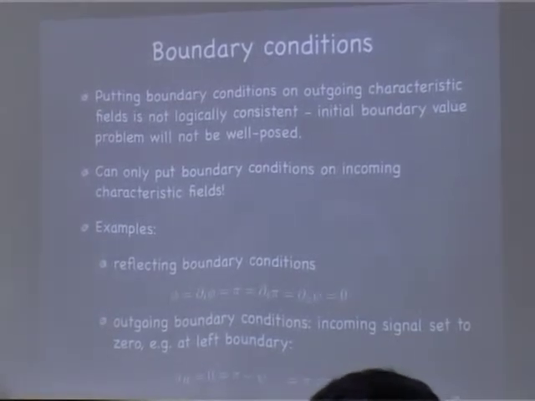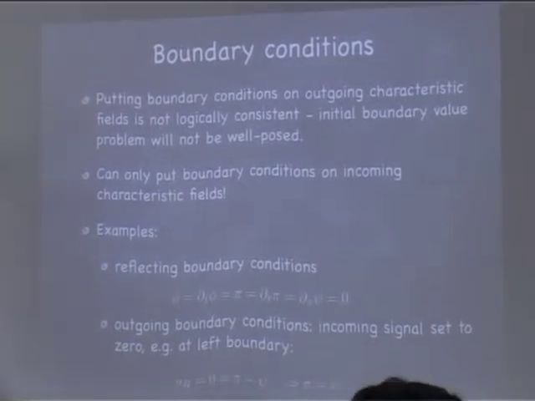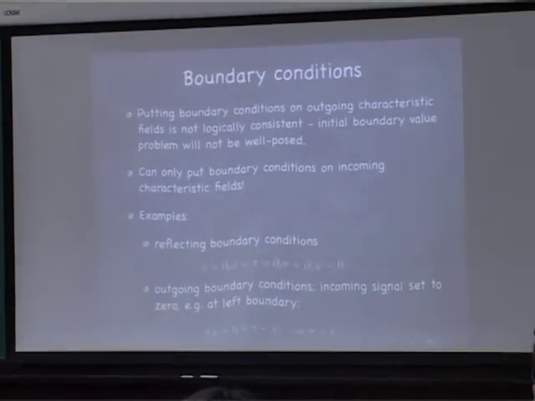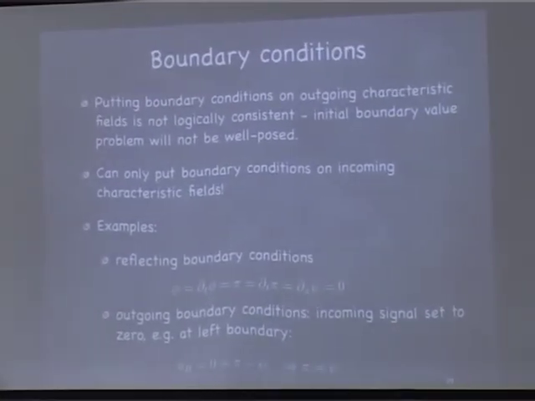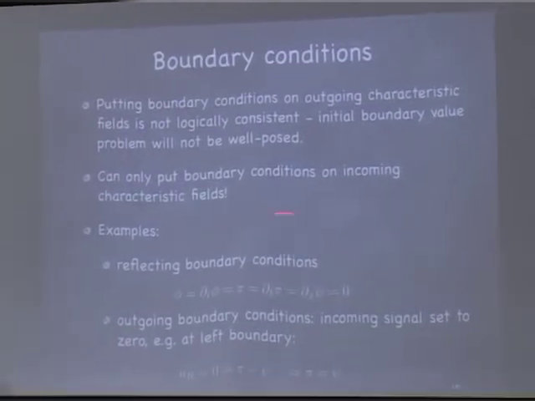Why is this? Because if there's some information traveling out of the computational domain, we can't put a boundary condition on that. It's just coming to the boundary from the inside. We can only put a boundary condition on what is coming into the computational domain, right? So only on the characteristics which are traveling inward can we actually put boundary conditions. Two standard examples of boundary conditions that are also easy to derive are, first, reflecting boundary conditions, which in our context are usually not so physically important.